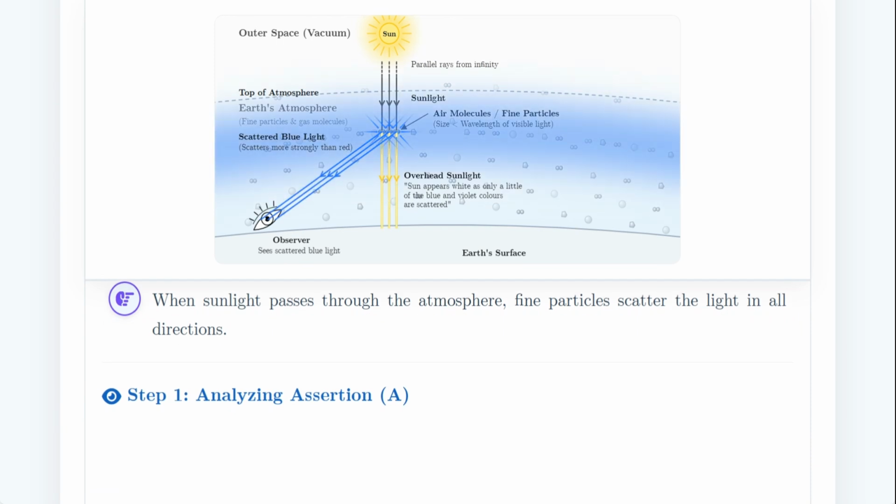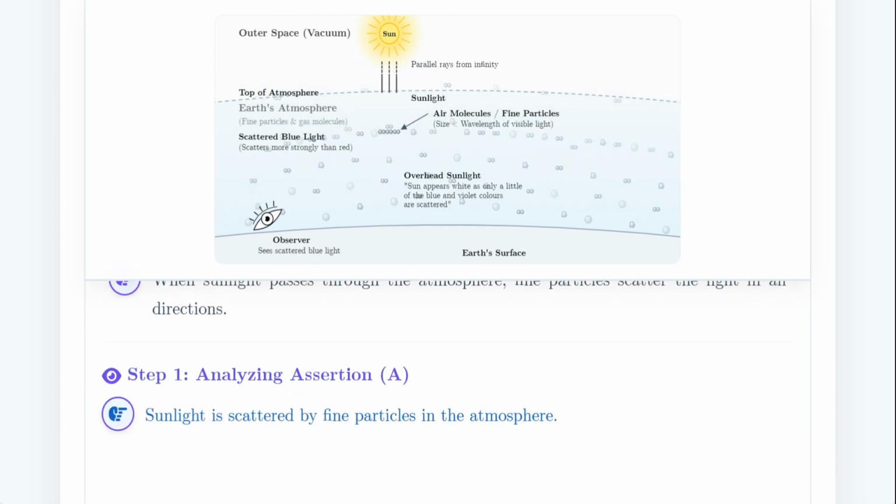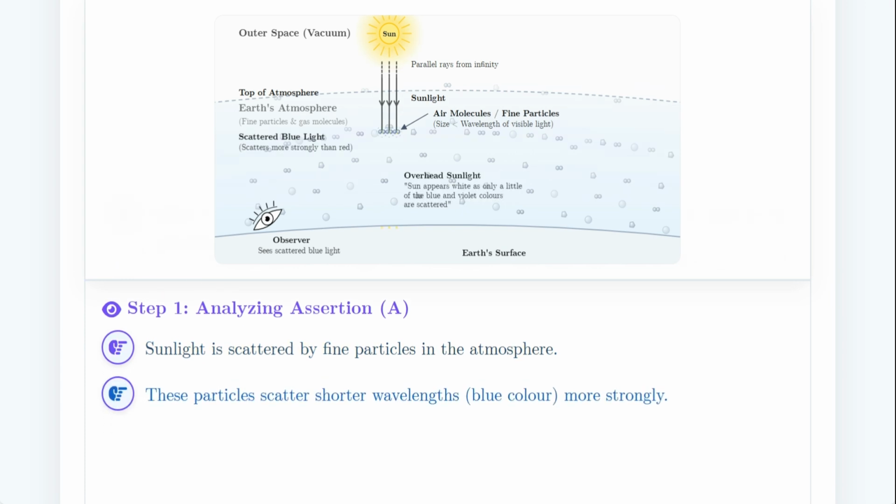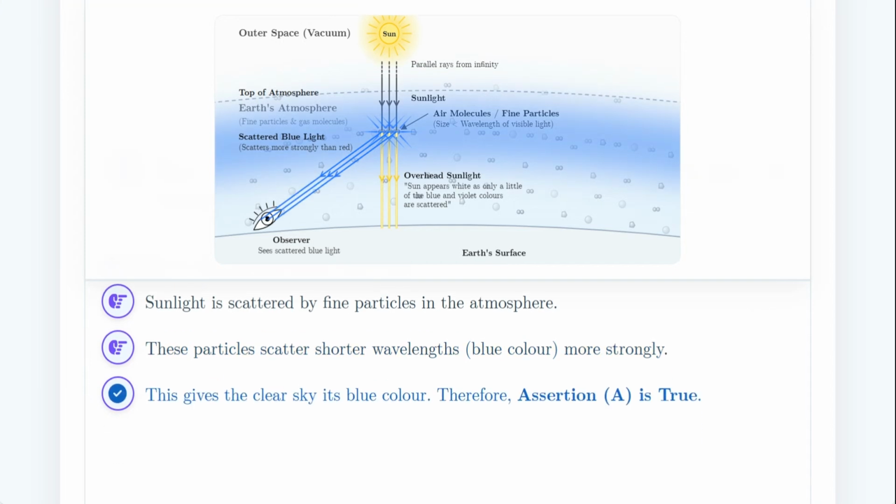Let's check assertion A. These fine particles scatter the shorter wavelength blue light more strongly, giving the sky its blue color. This matches our assertion perfectly. Therefore, assertion A is true.